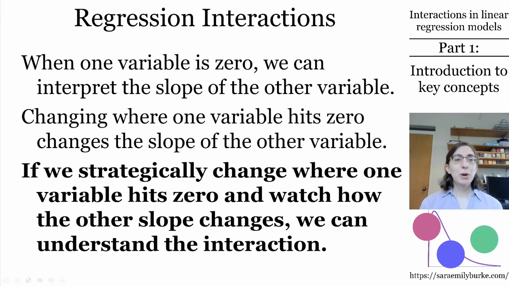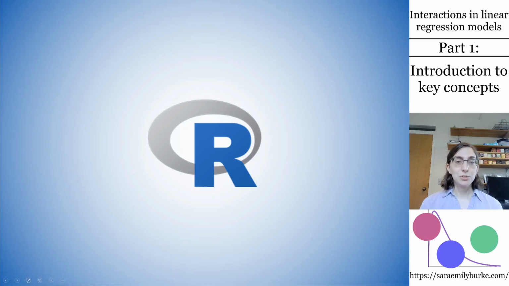So when we are thinking about regression interactions, when one variable is 0, we can interpret the slope of the other variable. And changing where one variable hits 0 changes the slope of the other variable. So we will want to strategically adjust where one variable hits 0 and watch how the other slope that it's interacting with changes. That will enable us to understand the interaction. In the next video, I'm going to be demonstrating some of these concepts by showing you actual code and output in the R statistical computing environment.